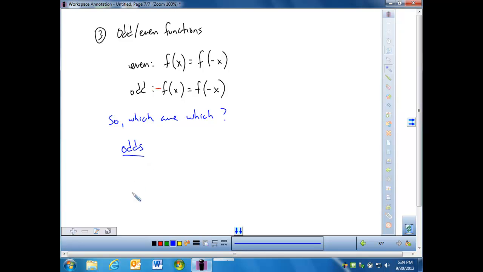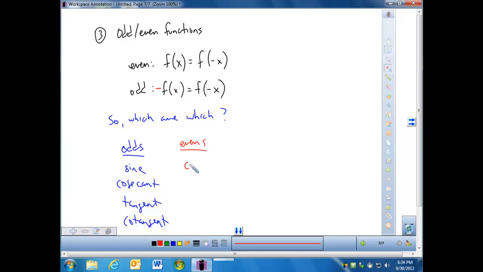Well, the odds are sine and cosecant. That should make sense, because they're reciprocals of each other. Tangent and cotangent, again, should make sense why those two go together. The two even functions then are cosine and secant.